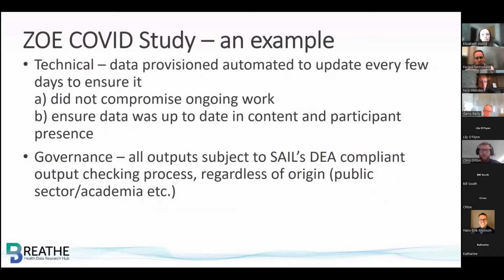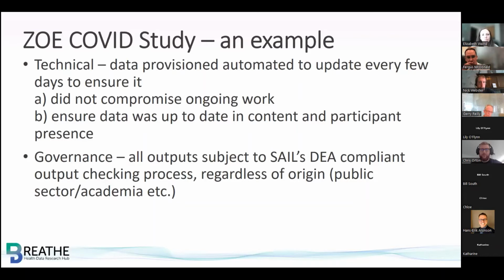So in terms of the way this is given to users, data was provisioned on a sort of bi-weekly basis rather than daily itself, because we had to make sure we processed it to give that to actual users. And we had to set this up as an automated flow to ensure that it didn't compromise any ongoing work, so any changes to the data didn't stop the analysis happening. And secondly, ensure data was up to date to make sure that the actual counts, figures and any findings were actually relevant as and when they were distributed.